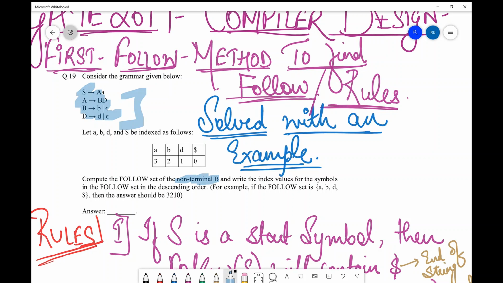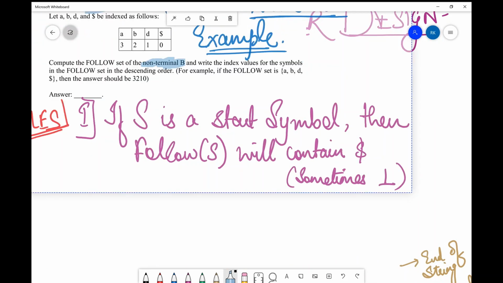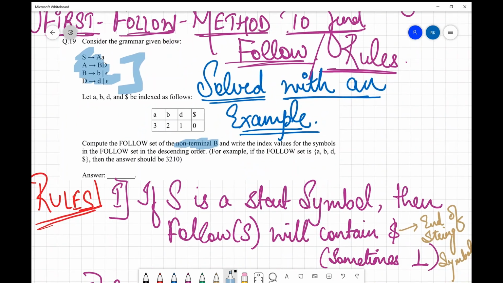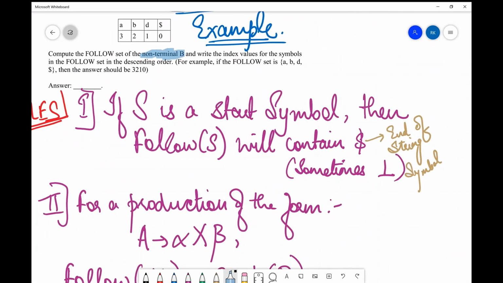So follow is very simple. It comprises of only two major rules, that we are going to see over here. First rule is that if S is a start symbol for which you need to find follow, then follow of S will contain this dollar symbol. It will definitely contain this, so you need to insert this in the follow set of S.